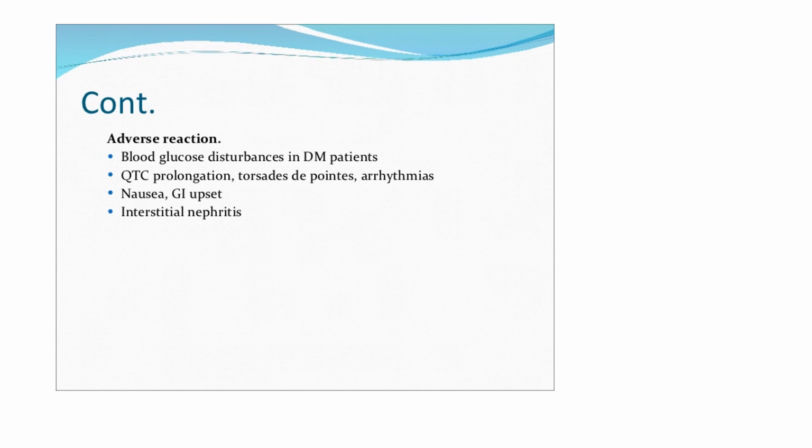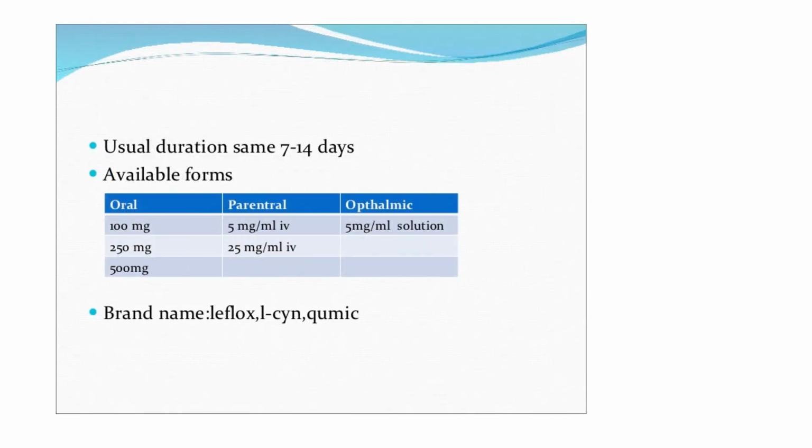The adverse effects of levofloxacin: some impairment of glucose can occur in diabetic patients. It can lead to QT prolongation, torsades de pointes, and arrhythmias. Most commonly nausea and GI upsets are also present, plus interstitial nephritis. Same as ciprofloxacin, the drug should be given for 2 weeks, available in the form of oral, parenteral, and ophthalmic solutions.